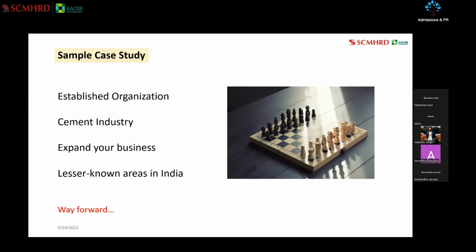Think that you are an established organization and you are in the industry of cement. You wish to expand your business as of now, and you want to expand your business in the lesser known areas of India. That could be villages or tier 3 cities. And now you are open to how you would provide a solution for this problem statement. You can either unmute yourself or you can use the chat box to answer this.